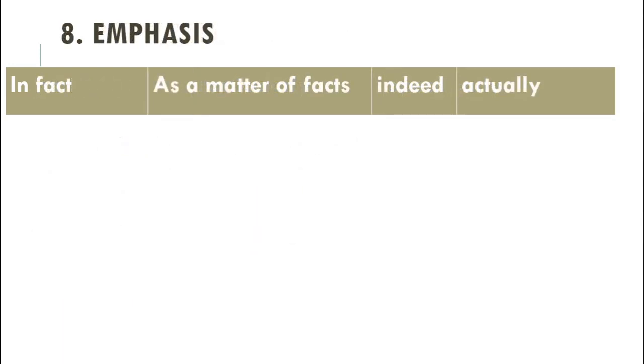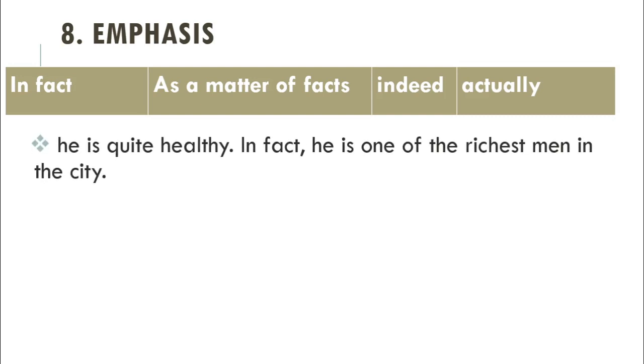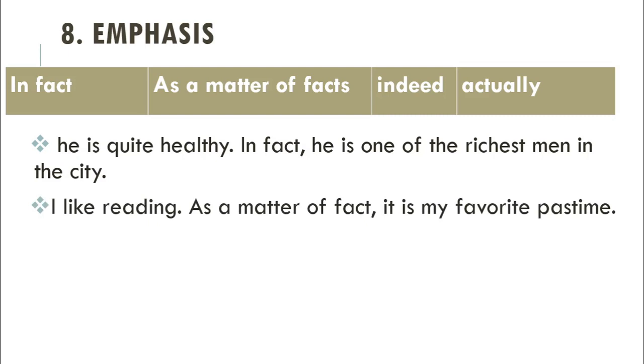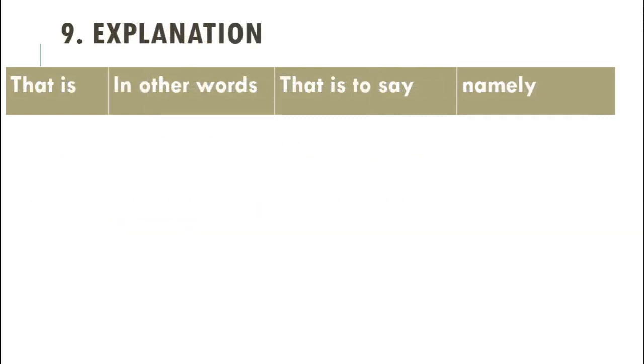In fact, as a matter of fact, indeed, actually, these words are used to emphasize. He is quite healthy. In fact, he is one of the richest men in the city. I like reading. As a matter of fact, it is my favorite pastime. Explanation. That is, in other words, that is to say, namely, these connectors are used to mean explanation. When it is needed to explain something in detail, then we use this type of sentence connectors like that is, in other words, that is to say, namely, and so on.